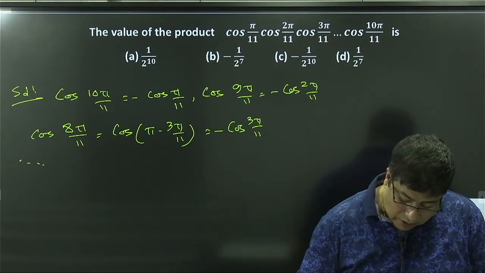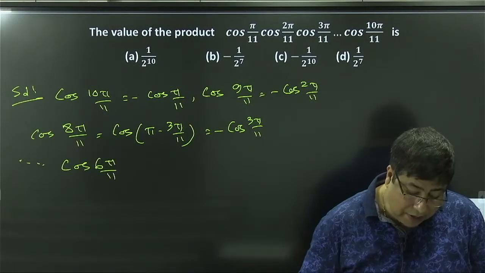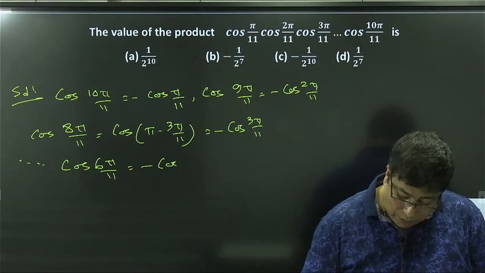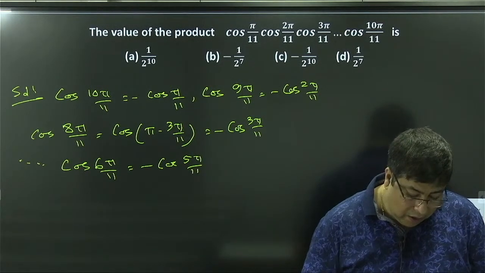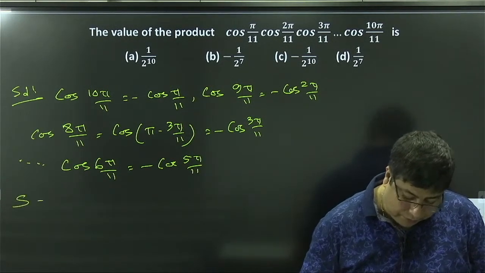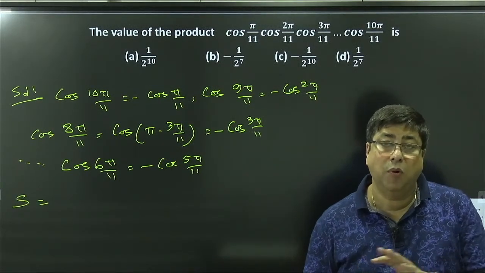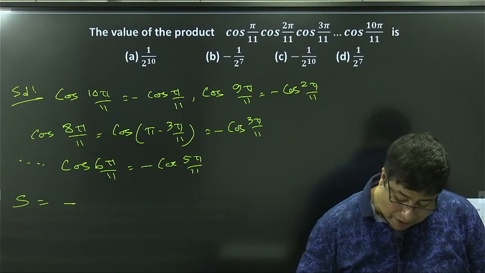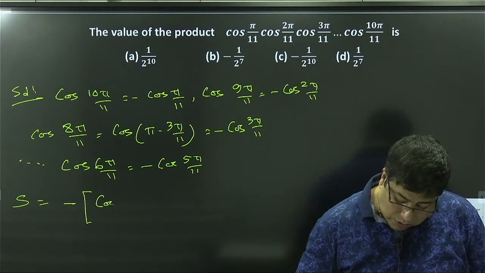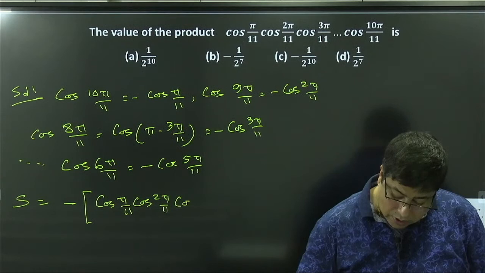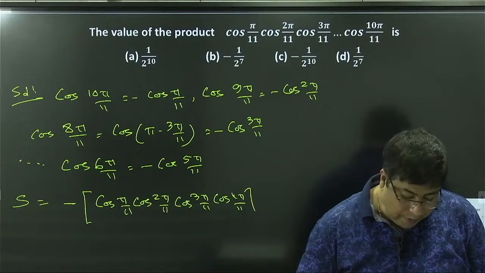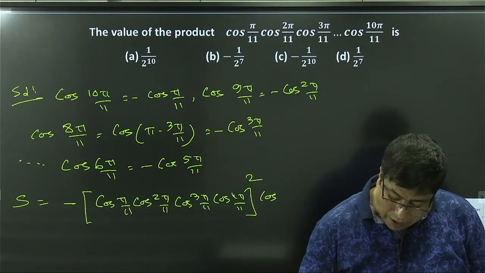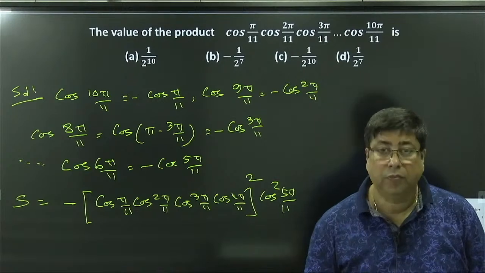In this way, continuing, cos 6 pi by 11 is minus cos 5 pi by 11. It is a matter of practice. Now let the total product we require be S. So S is equal to minus, because there are an odd number of minus signs, minus cos pi by 11, cos 2 pi by 11, cos 3 pi by 11, cos 4 pi by 11, everyone whole square, into cos square 5 pi by 11, because of the 2.